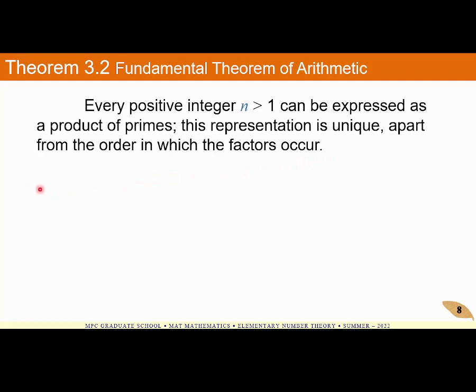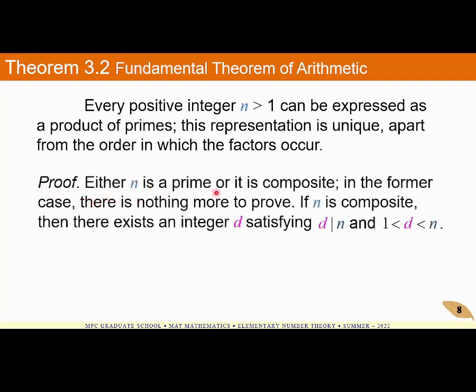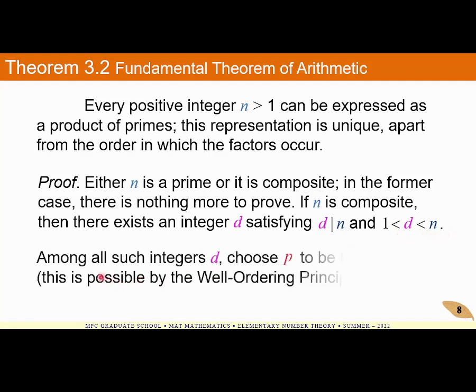Our proof is: either n is a prime or it is composite. In the former case, there is nothing more to prove. If n is composite, then there exists an integer d satisfying d divides n, and d is greater than 1 but less than n. Among all such integers d, choose p sub 1 to be the smallest. This is possible by the well-ordering principle.